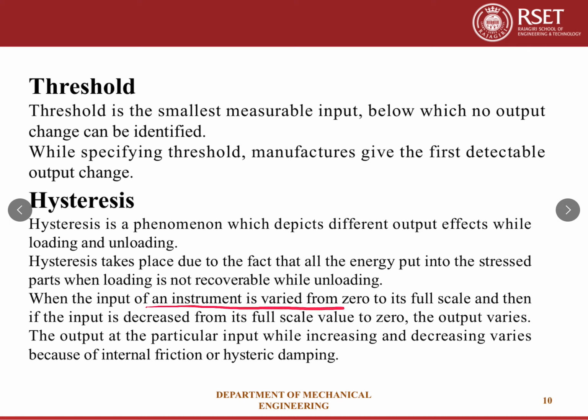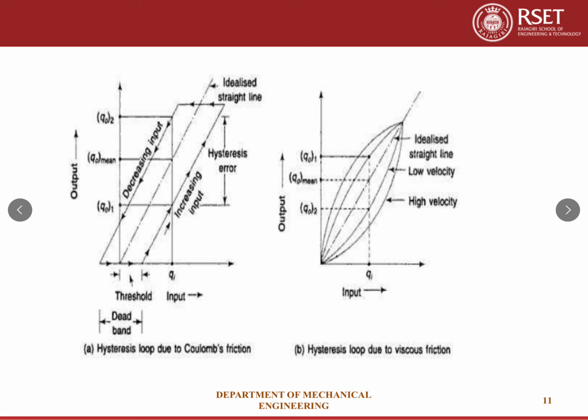When the input of an instrument is varied from 0 to full scale, and then decreased from full scale to 0, the output varies. That means the output at a particular input while increasing and while decreasing will be different. It may be due to internal friction or hysteresis damping. So hysteresis is nothing but the output of an instrument depending upon the direction of loading.